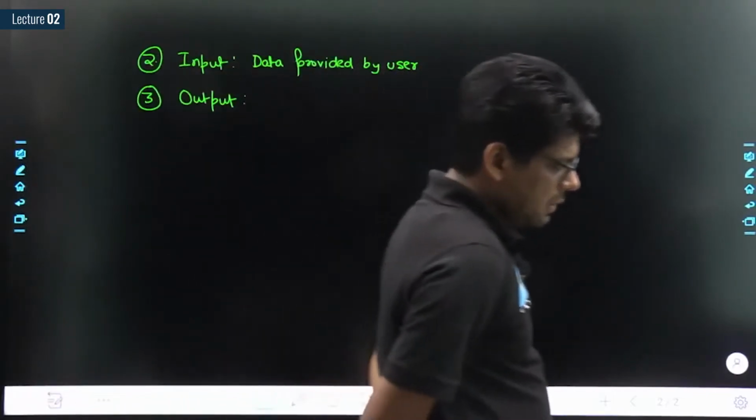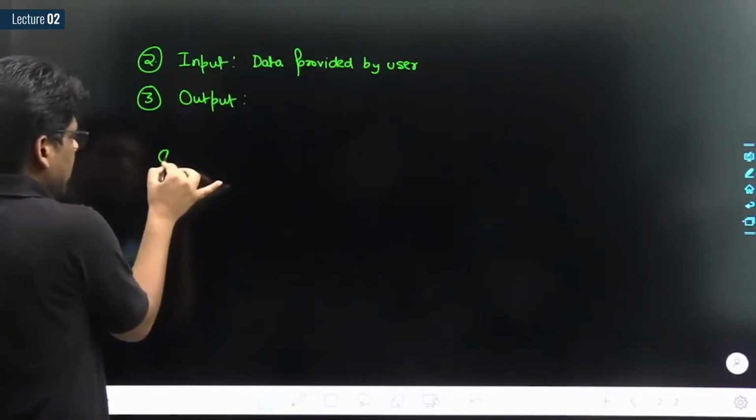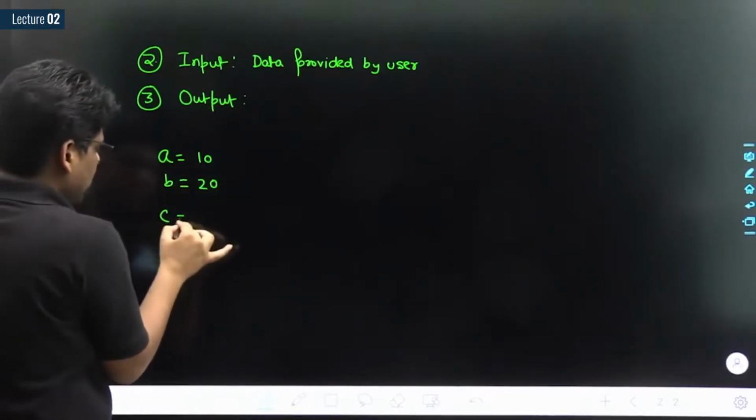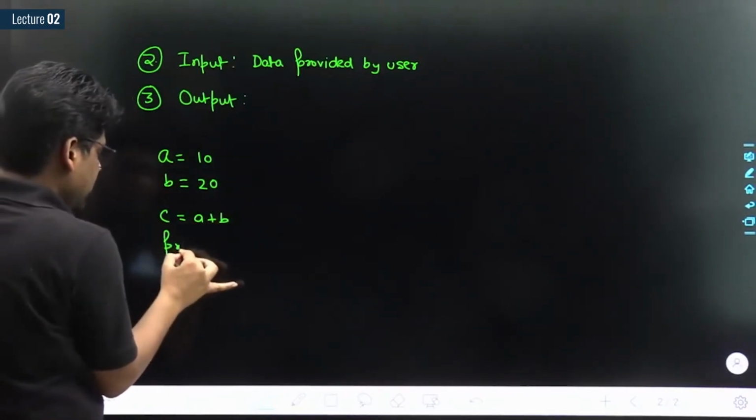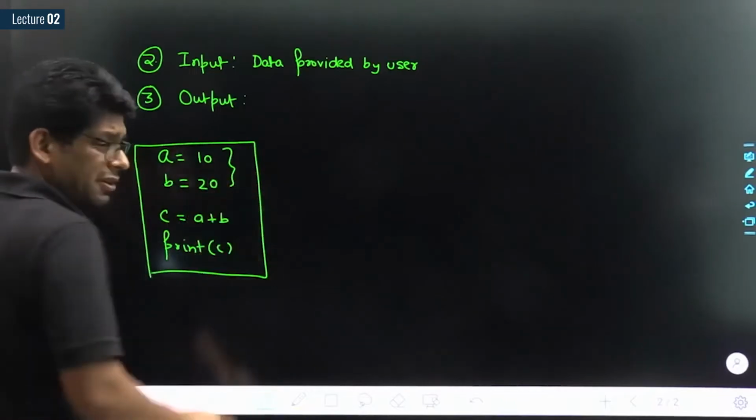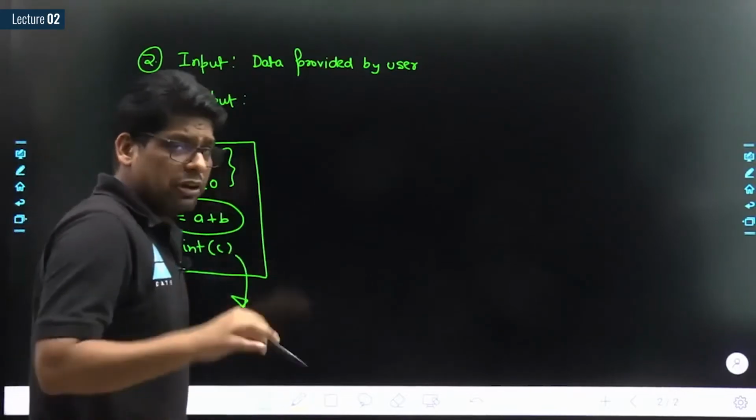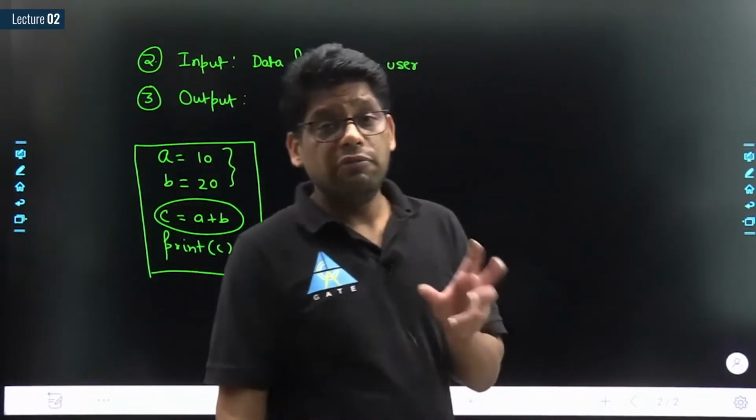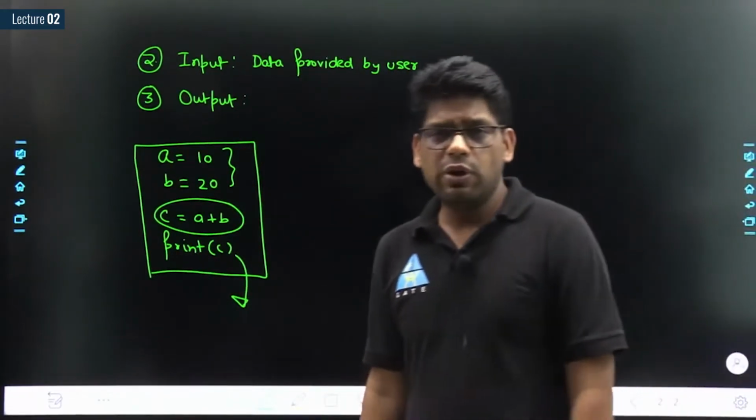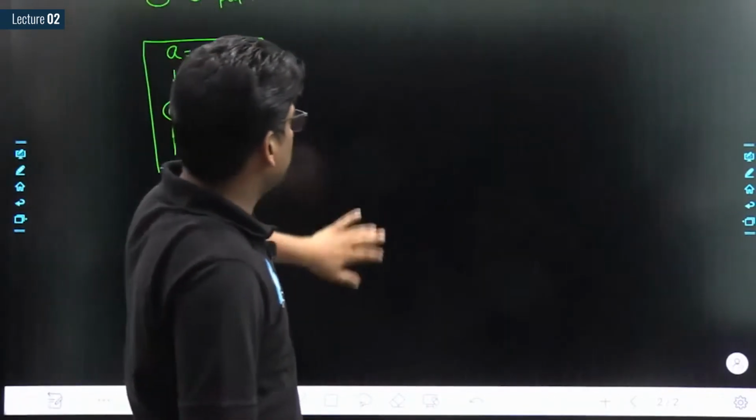Please try to understand. Let us take an example. I am not saying this is a program, but this is the same as mathematics. This is input. This is processing. And this is the output. What we want is the value of C. Please try to understand things.